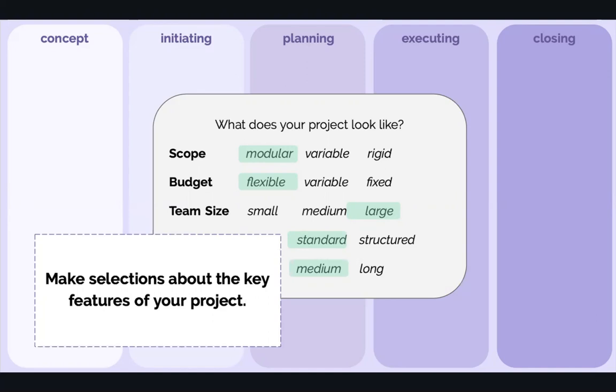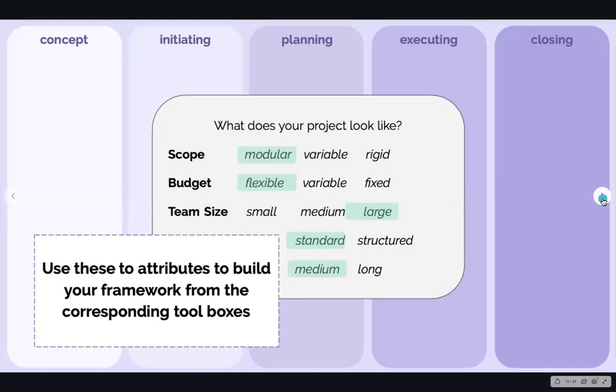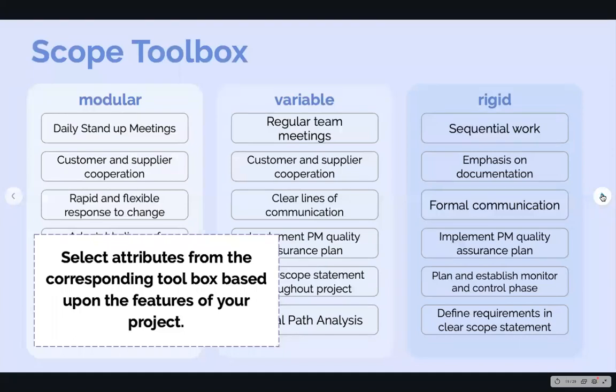So you need to figure out what kind of team you've got, what kind of budget you've got, what kind of scope you've got. Once you've done that, you can start to plan what type of framework would suit your project best. And then, as I said here, use these attributes to build your framework from the corresponding toolboxes. By toolboxes, I mean these. We've created a toolbox for each attribute as well: one for scope, one for budget, one for team size, and all of that.